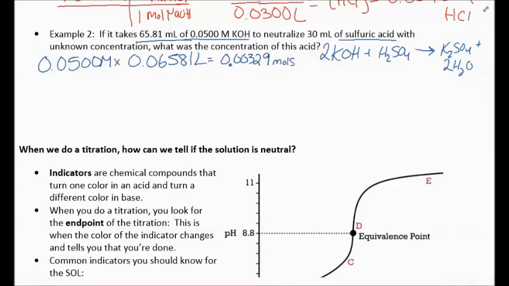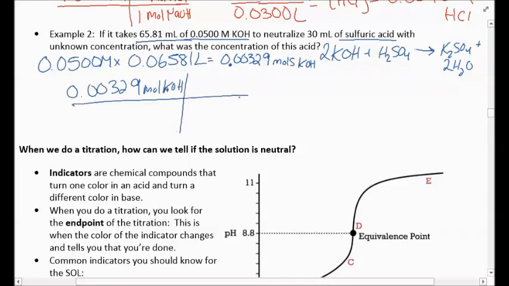So you should end up with 0.00329 moles of your base, which is KOH. Now we're going to take that value and convert it. We have moles of KOH, and we're going to do stoichiometry to go from moles of KOH to moles of H2SO4. So it's going to be a 1-to-2 ratio.